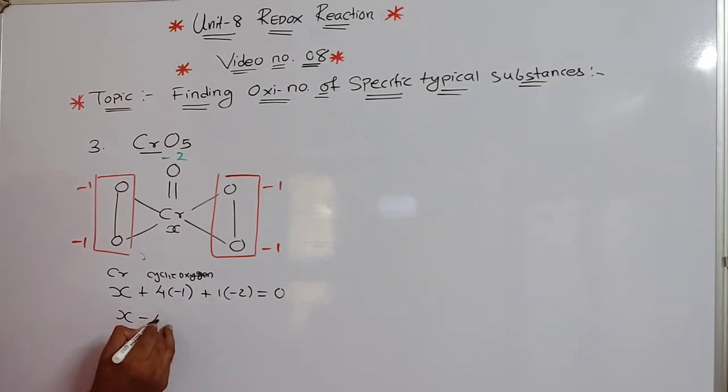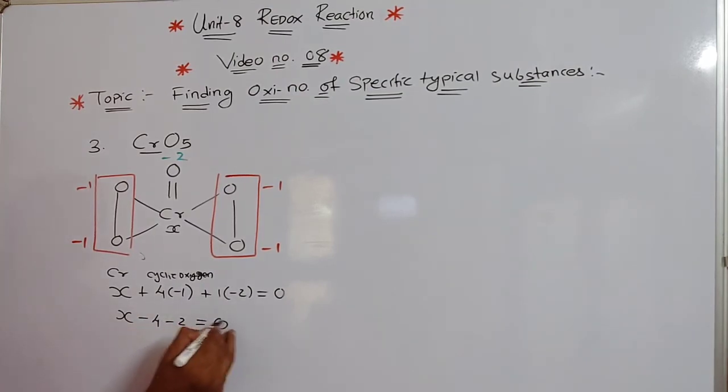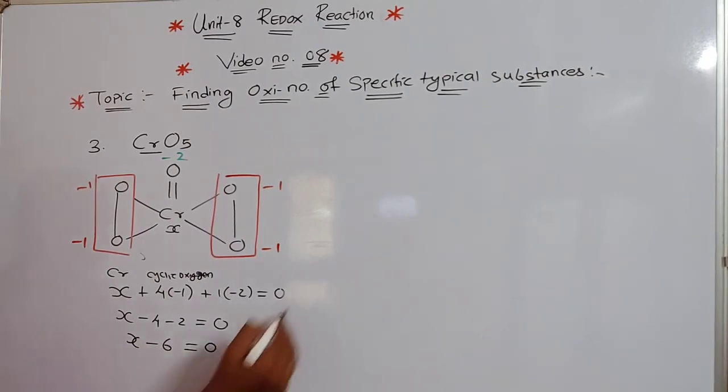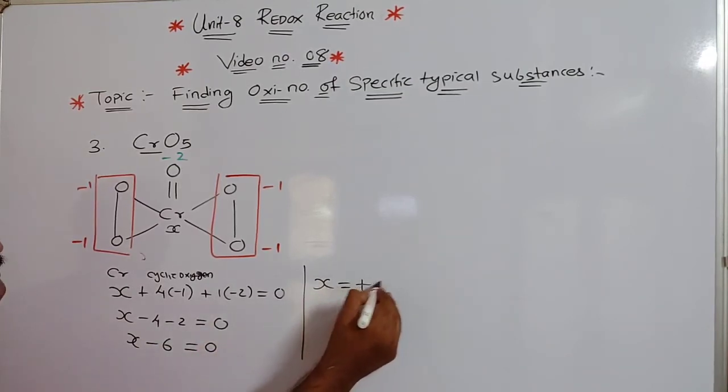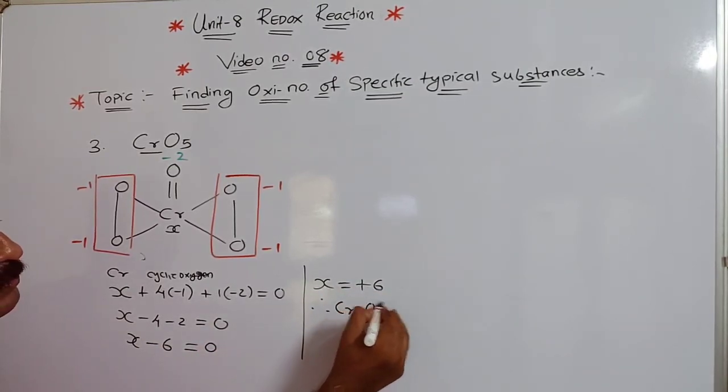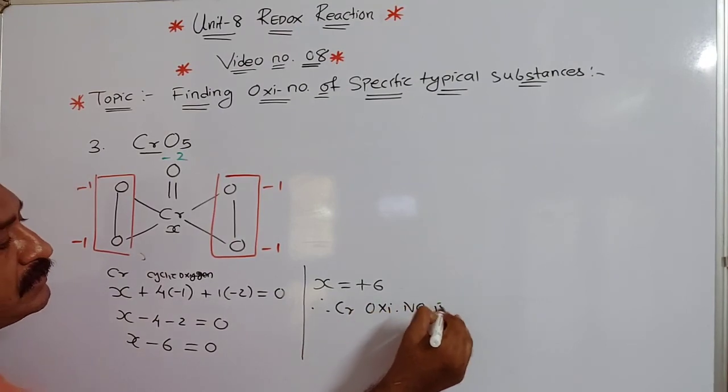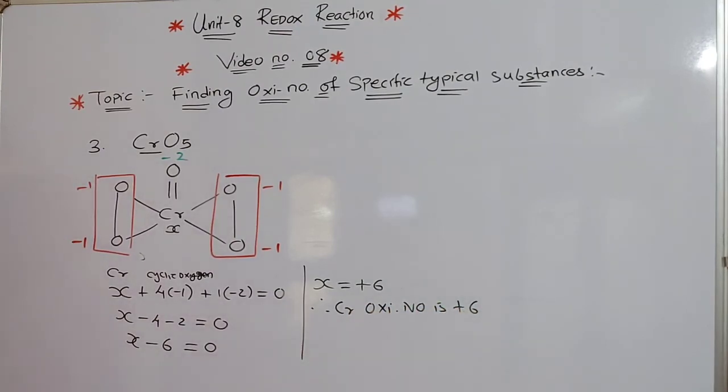So x minus 4 minus 2 is equal to 0. Understood? So x minus 6 is equal to 0, x is equal to +6. Therefore chromium oxidation number is +6. Understood? So these are all exceptional cases. Others are also there, but in your textbook it is given this much only.